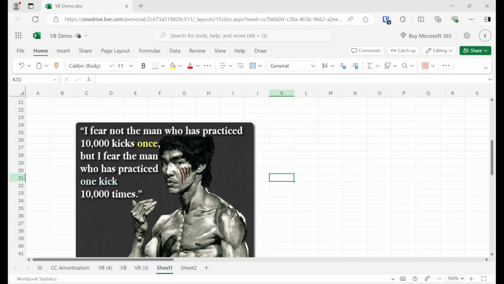But before we do that, I just want to start off with this quote that I talk about once in a while. I don't know if you've ever heard this Bruce Lee quote: "I fear not the man who has practiced 10,000 kicks once, but I fear the man who has practiced one kick 10,000 times."